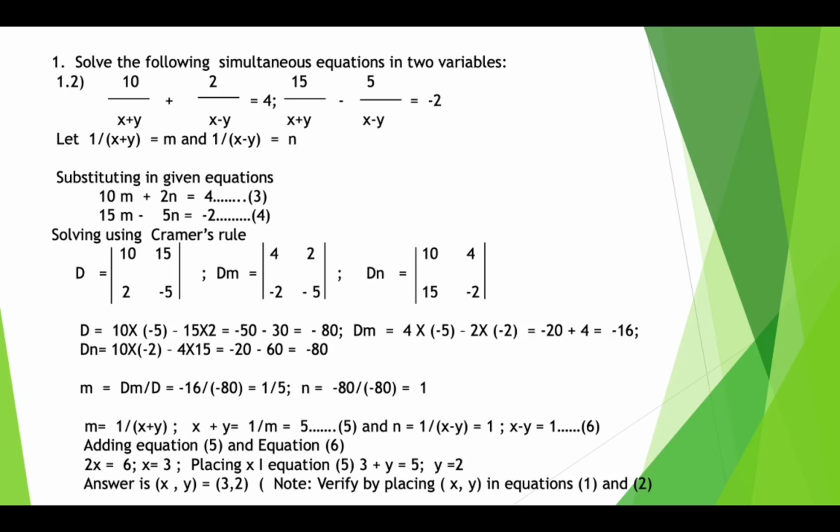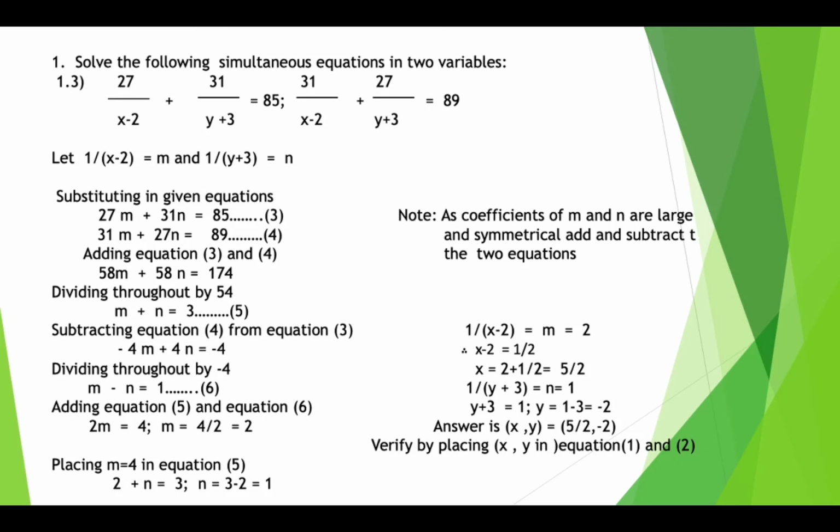Since m is equal to 1 upon x plus y, x plus y is equal to 1 upon m, which is 5, and n is equal to 1 upon x minus y is equal to 1. Therefore, x minus y is equal to 1. Adding these two equations, you can get 2x is equal to 6, x is equal to 3. Placing x in equation 5, you get y is equal to 2. You can verify by placing in equation.